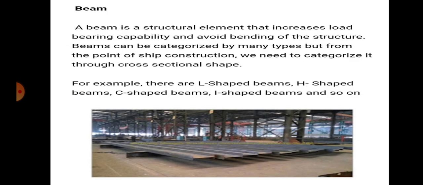Beam is a structural element that increases load bearing capability and avoids bending of structure. Beams can be categorized in many ways, but from the point of view of ship construction, we need to categorize them by cross section shape. For example, there are L-shaped beams, H-shaped beams, C-shaped beams, I-shaped beams, and so on.